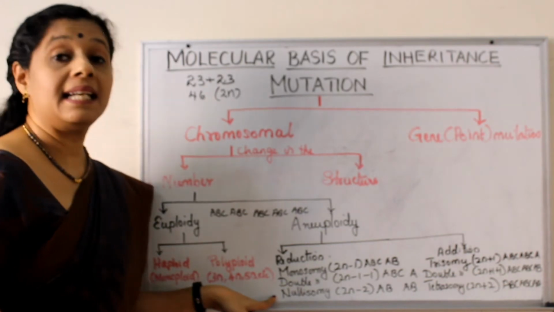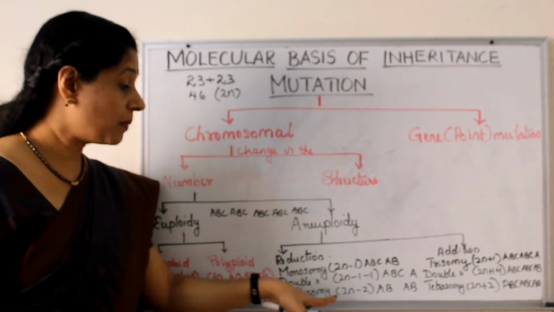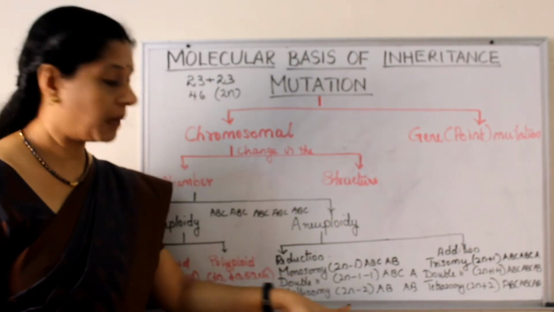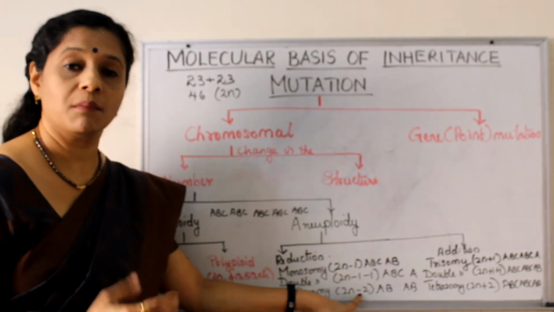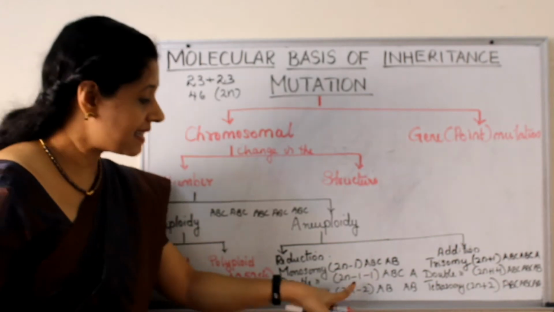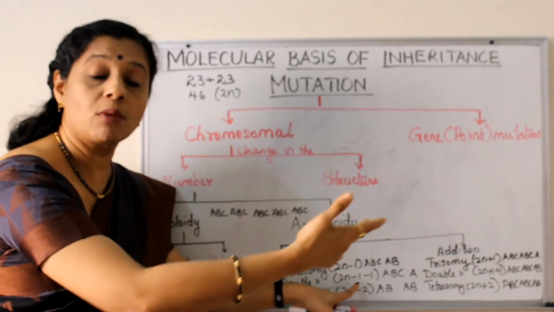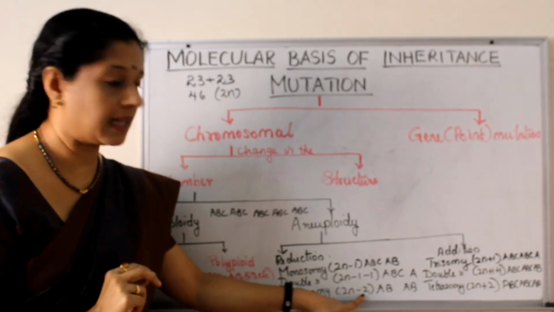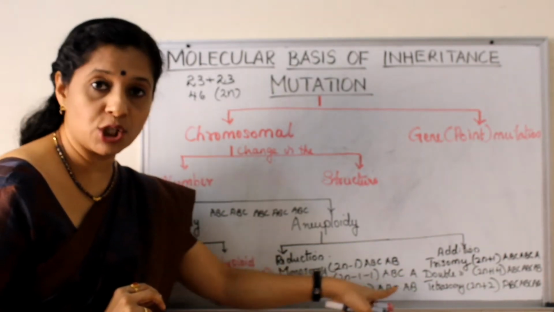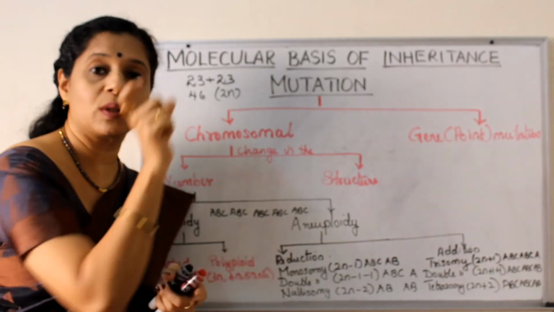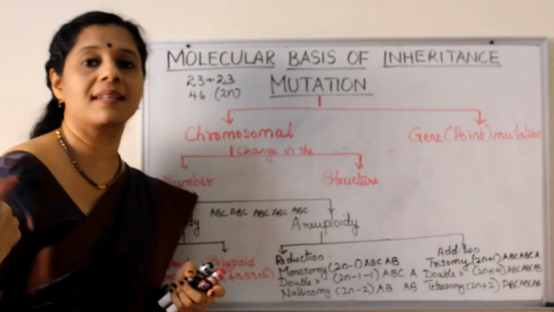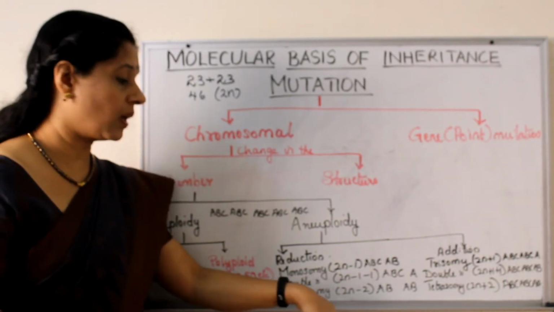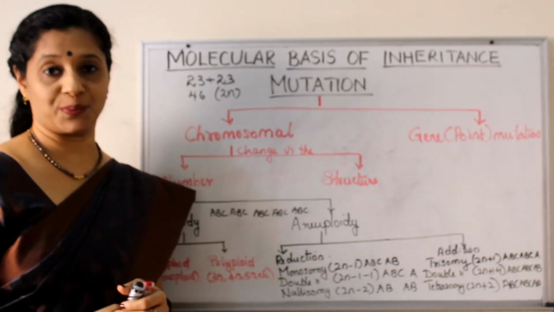Or it can be nullisomy. Nullisomy means 2n minus 2. Here I wrote minus 1, but here I wrote minus 2. Both are same, right? The reason is, here it is 2 different chromosomes are missing. Here the same pair is missing. That is ABC, ABC it should be, but here only AB, AB. So the C, the complete homologous pair is missing. That's why now only 2 are there. That is called a nullisomy, 2n minus 2.